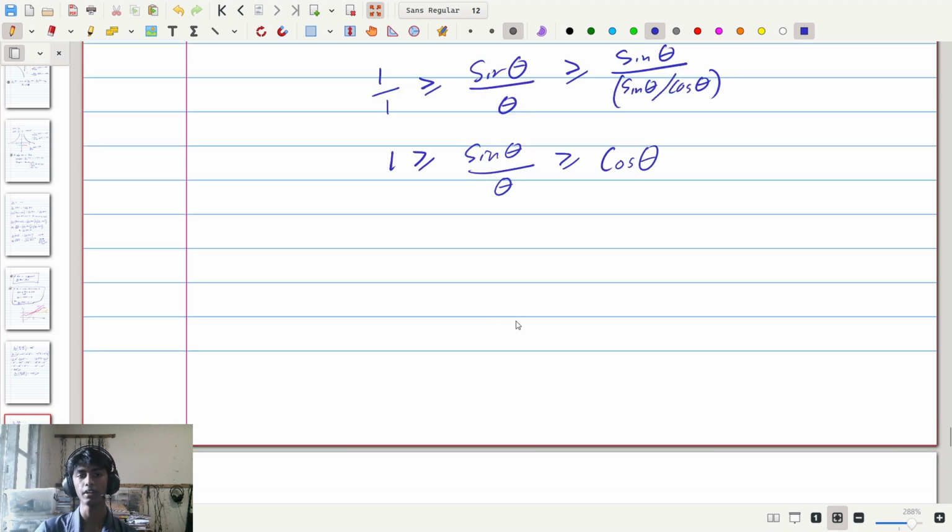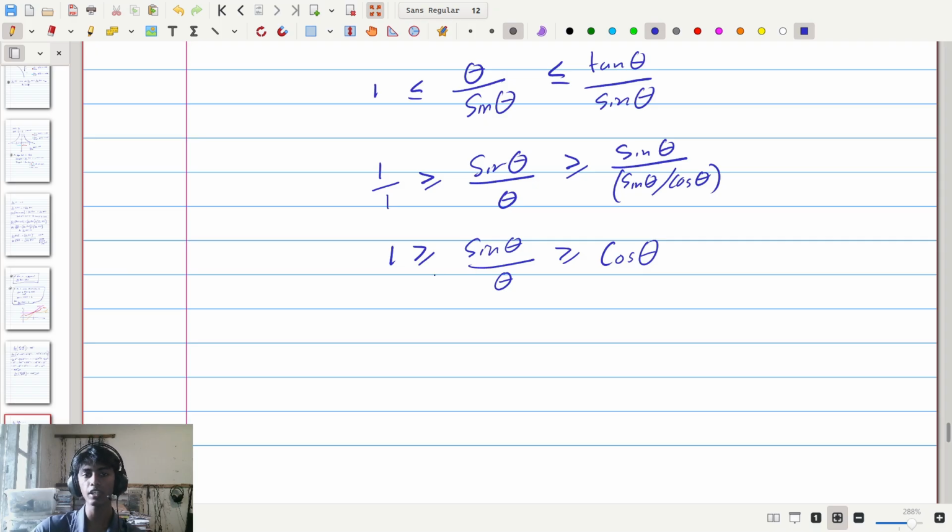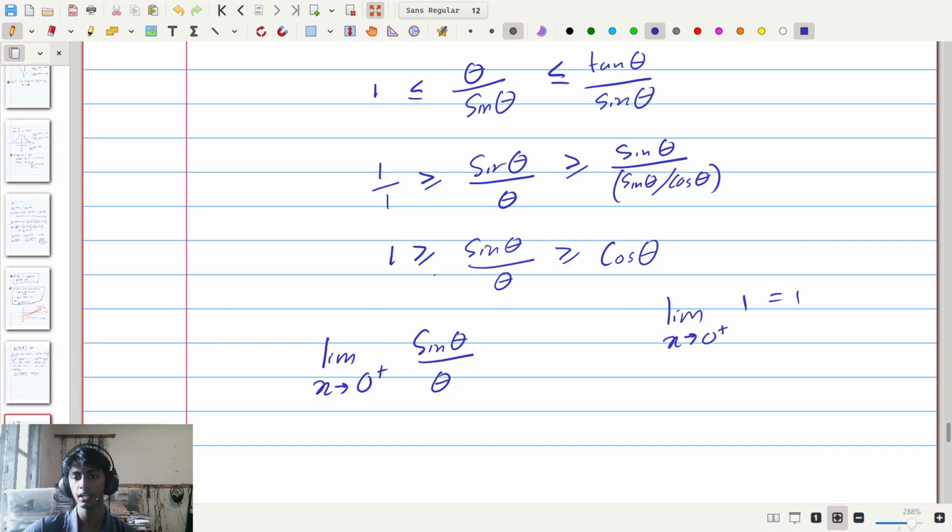Now then, applying the squeeze theorem to this, the limit as x goes to 0 from the plus direction of sine theta divided by theta is going to be the limit of this thing and this thing. And actually, to do that, we need to first check that both of these agree. On the left side, we have the limit of a constant. The limit as x approaches 0 plus of 1 is 1. And we also need to check cosine theta. The limit as x approaches 0 plus of cosine theta is in fact 1. It is the cosine of 0, which is 1.